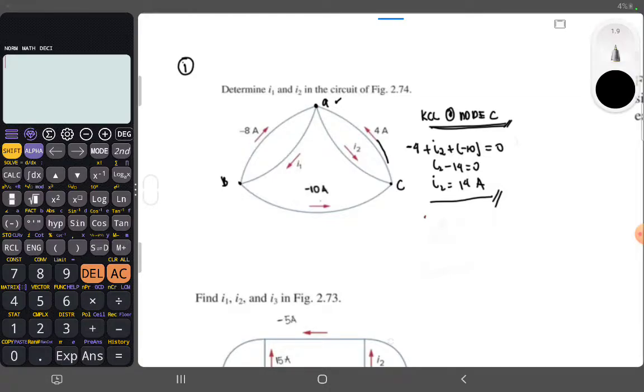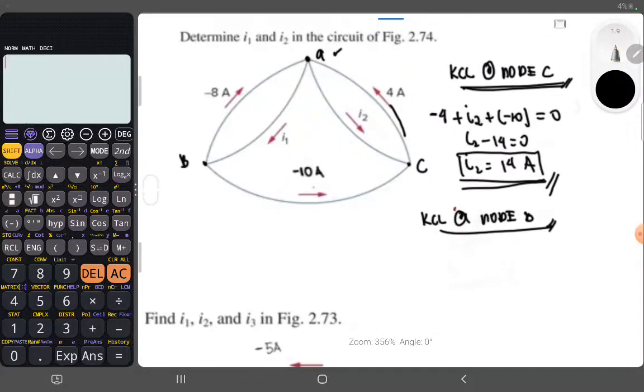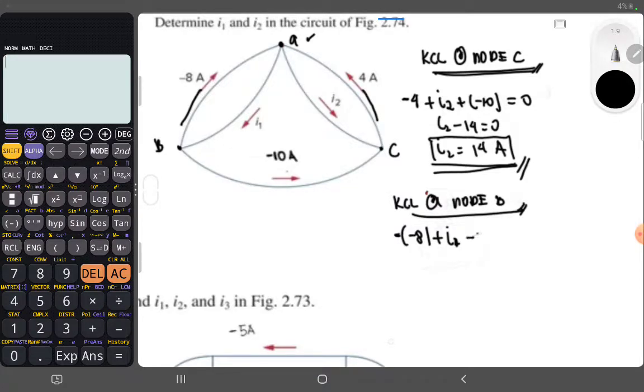So after determining our I2, pwede rin nating makuha agad yung ating I1. Okay, how? Probably mag-KCL tayo sa node B. So KCL at node B. So pag nag-KCL tayo sa node B, mapapansin mo na may current tayo na papasok na palabas dito, which is our negative 8 ampere. So negative 8 ampere palabas yan, that is negative. Papasok yung ating I1, that is positive. And then palabas yung ating 10 ampere. So this is negative 10, which is equal to 0.